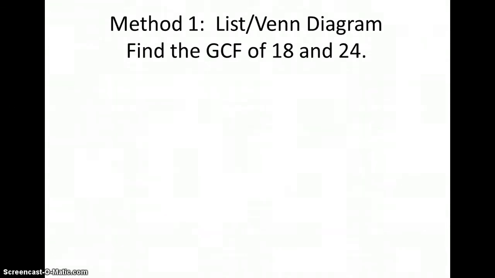Let's look at the first method, list or Venn diagram. If I wanted to find the greatest common factor of 18 and 24, I can do this by creating a list of their factors or putting their factors into a Venn diagram. I can do this by creating a list of factors for 18 and 24.